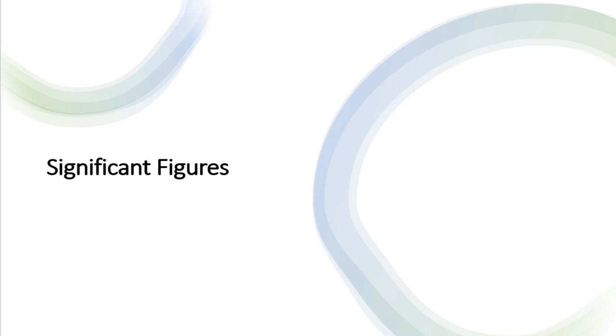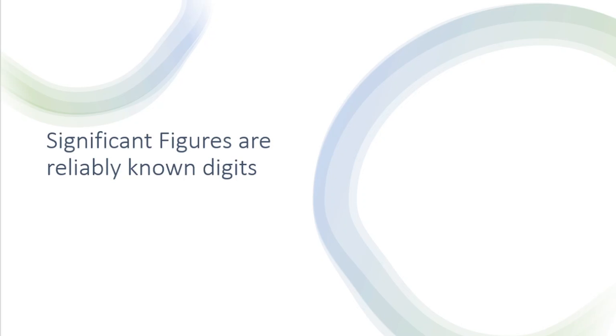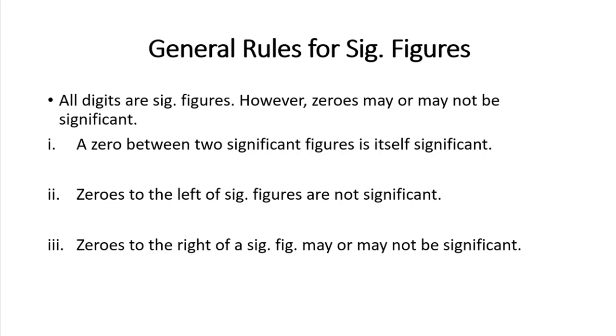Today I'm going to discuss significant figures. So what are significant figures? These are the figures which are reliably known, basically. What does it mean? The number of digits about which we are reasonably sure are known as significant figures. So there are general rules we need to follow to write down a significant figure.